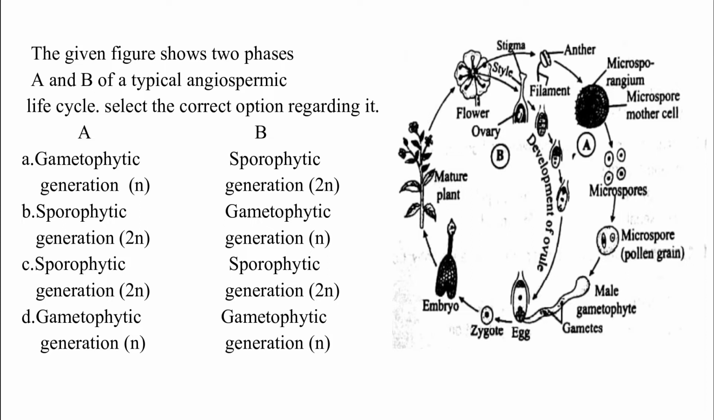The correct answer is option A. The figure A is gametophytic generation and figure B is sporophytic generation.